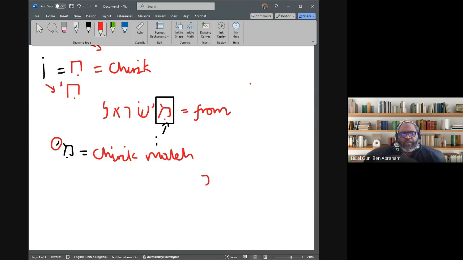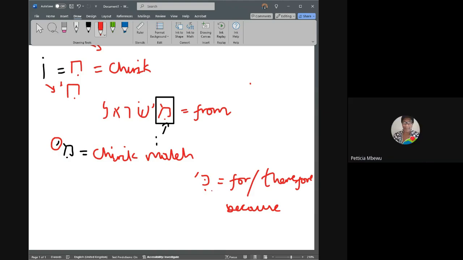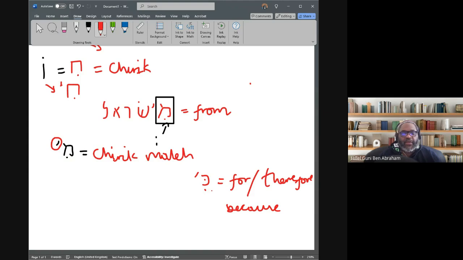If I say because, I say ki, which means for, therefore, or because. That's a complete chirik, or a complete chirik maleh. Here I showed you a normal chirik, which is just a dot. Here it's complete. It's maleh because it's got a yod accompanying it. So it's ki. Ki mitzion Torah. You know, that song. So that ki is a complete chirik, a complete E sound.